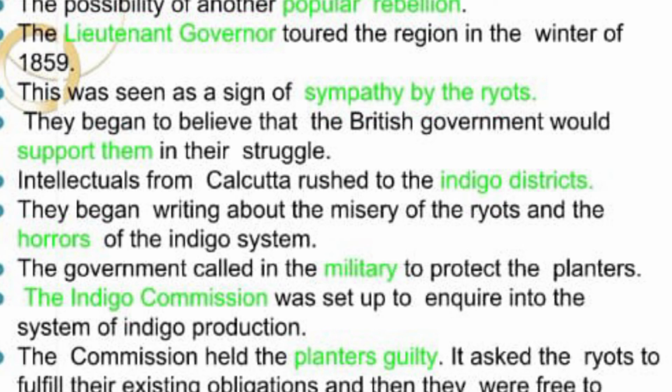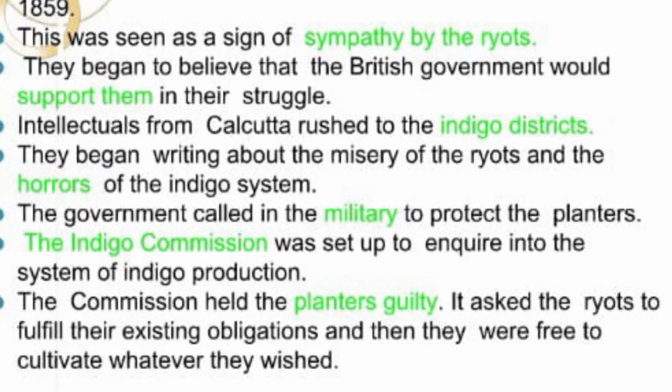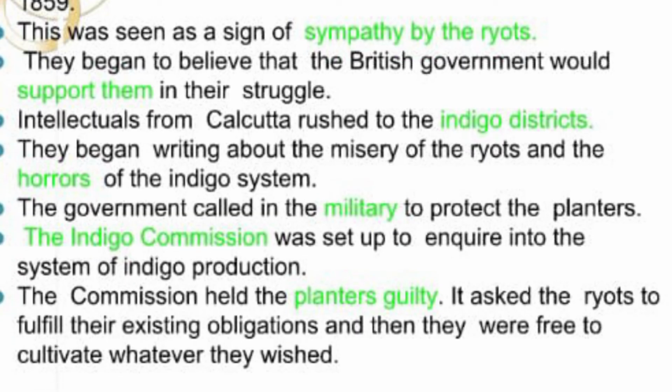Intellectuals from Calcutta rushed to the indigo districts. They began writing about the misery and the torture, how they toiled and the horrors which they faced to make their living under the indigo system. The government called in the military to protect the planters. The Indigo Commission was set up to inquire into the system of indigo production.